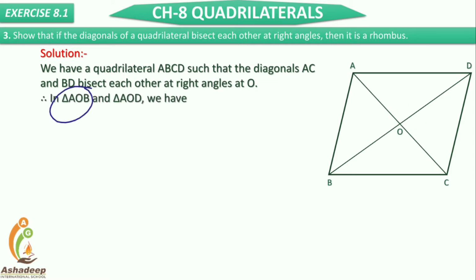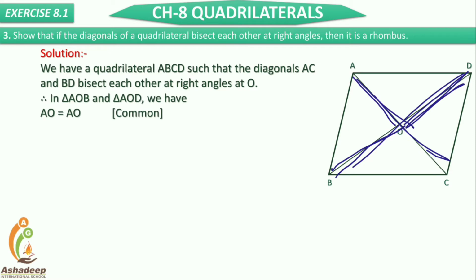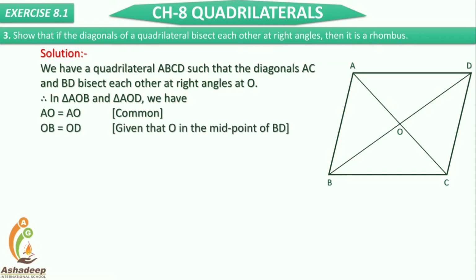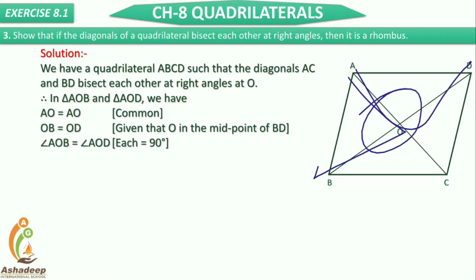In triangles AOB and AOD, AO is common, and as I already said, BO is equal to OD because they are bisecting each other. So AO is equal to AO and BO is equal to OD, right? Another thing we can say is both the angles are of 90 degrees. So with side, angle, side, both triangles will be congruent. So OD is equal to OB, and angle AOB is equal to angle AOD because both are 90 degrees.